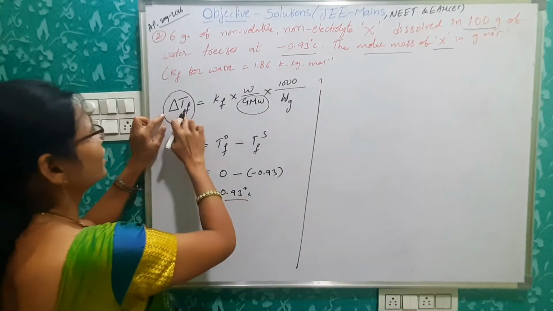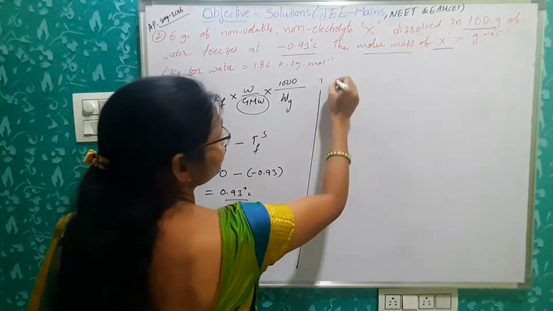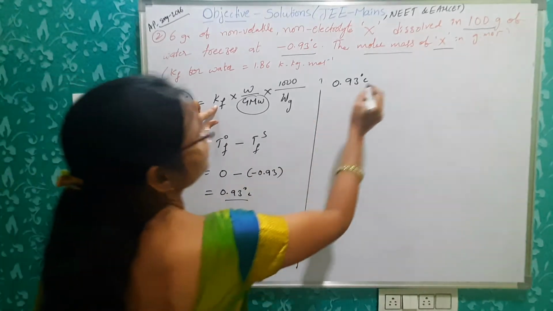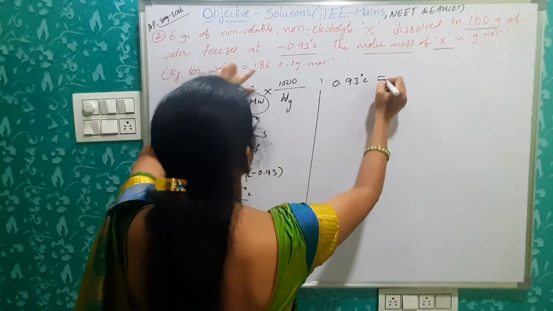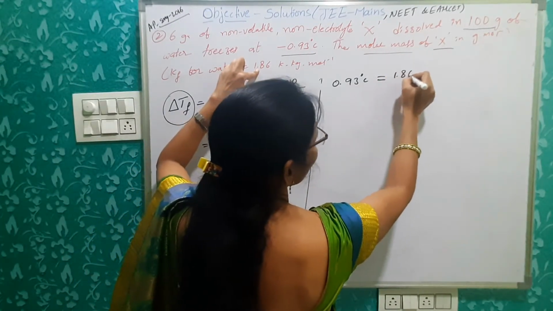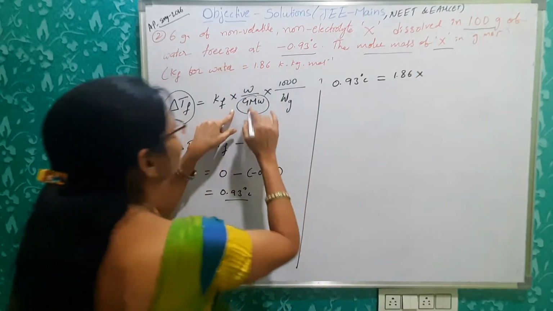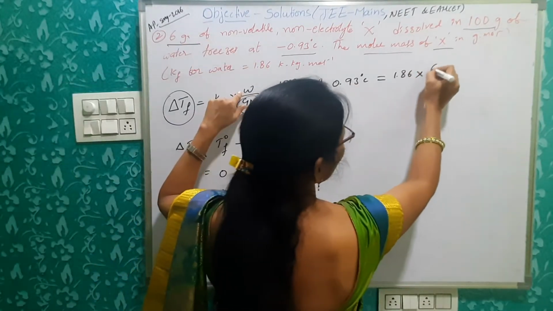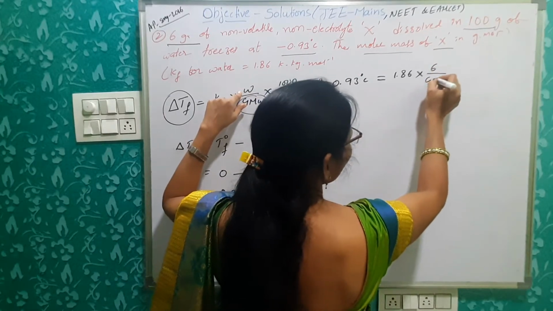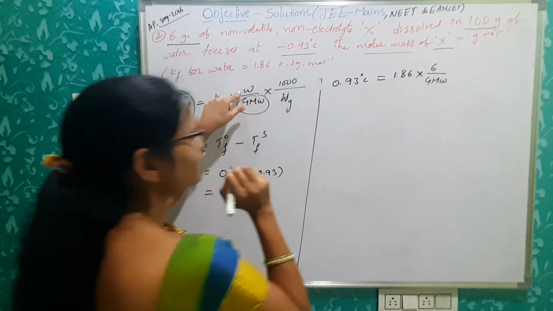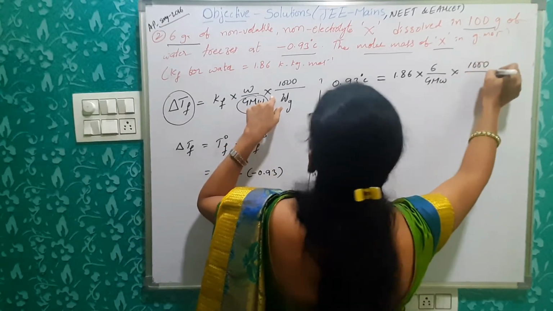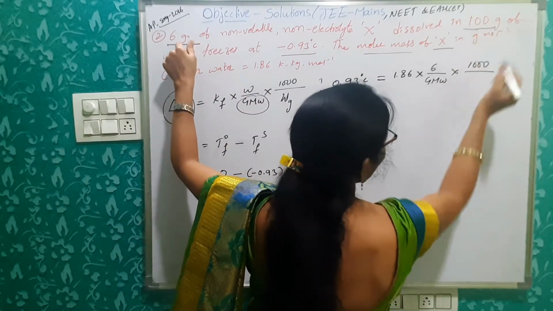Now delta TF is calculated as 0.93 degrees Celsius. KF is given as 1.86 for water, into the weight of that X, 6 grams, by gram molecular weight or molar mass of that X, into 1000 by 100, since 6 grams is dissolved in 100 grams of water.